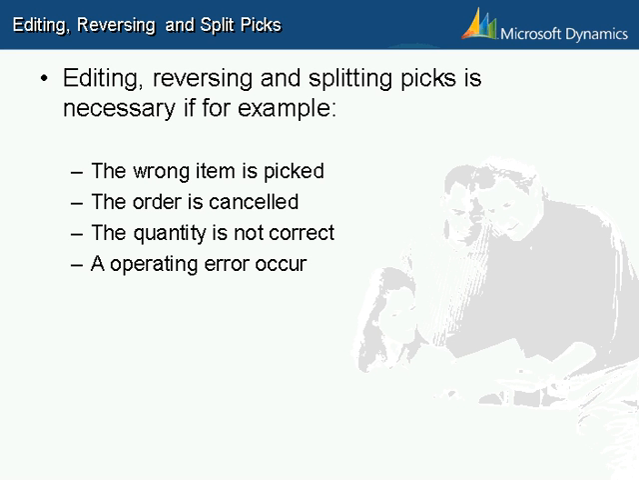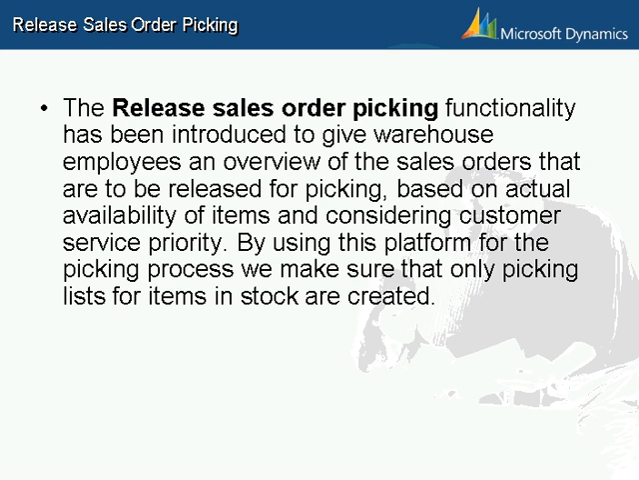So you see the picture about editing, reversing, and splitting text. Editing, reversing, and splitting text is necessary if, for example, the wrong item is picked, the order is cancelled, the quantity is not correct, or an operating error occurs.